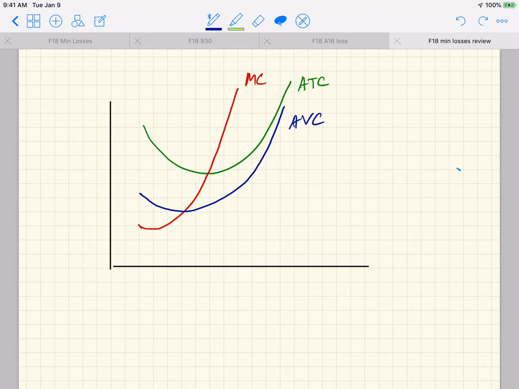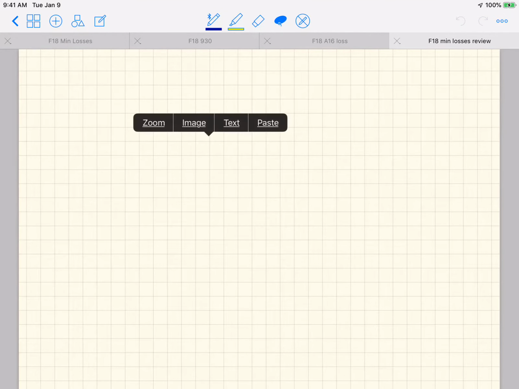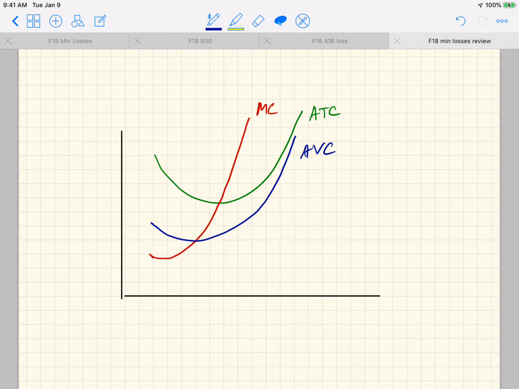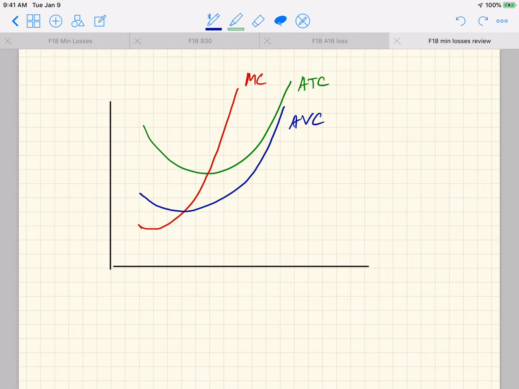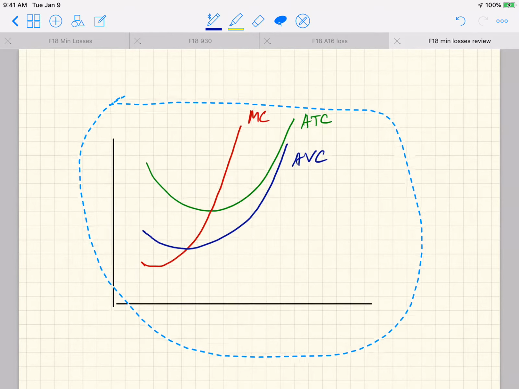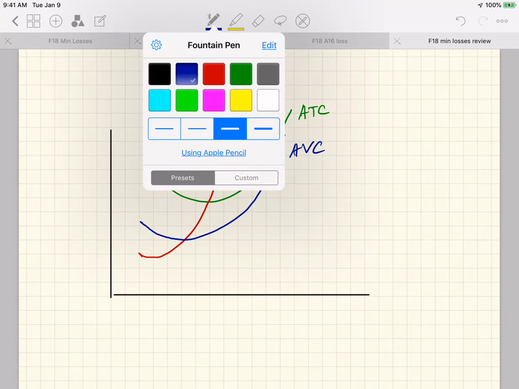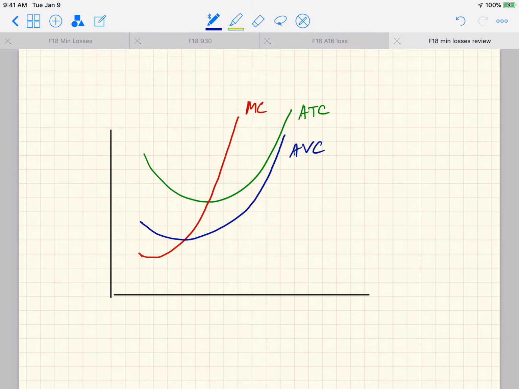Copy and then paste. Alright, so now we can go through two possible scenarios. And the first one will be when price exceeds minimum AVC. So something like this.